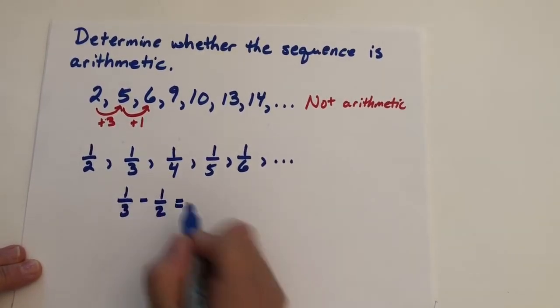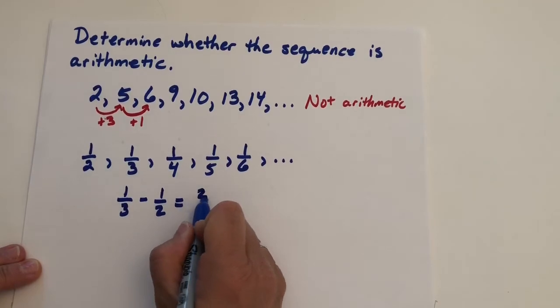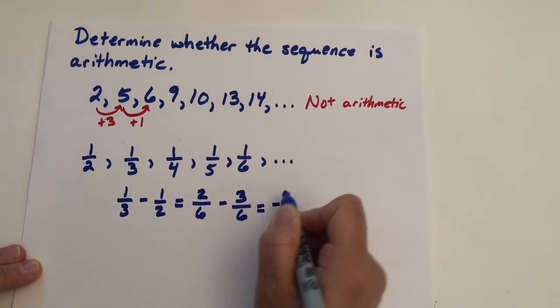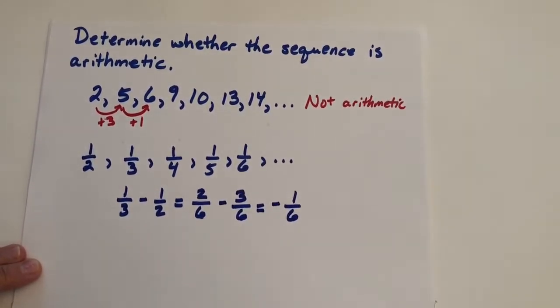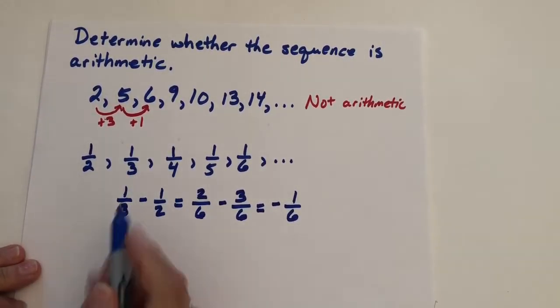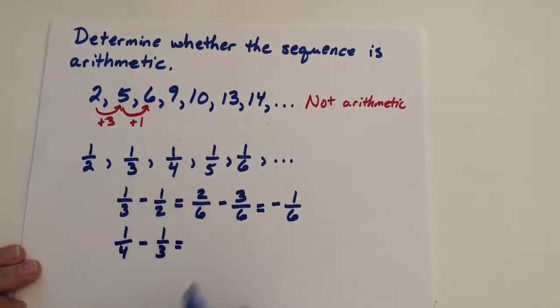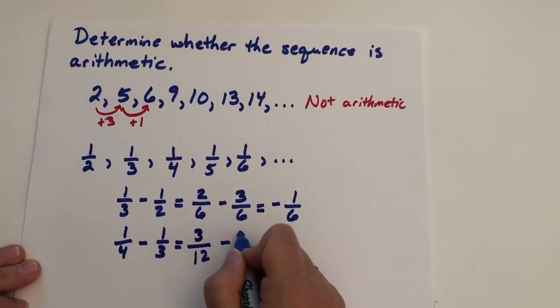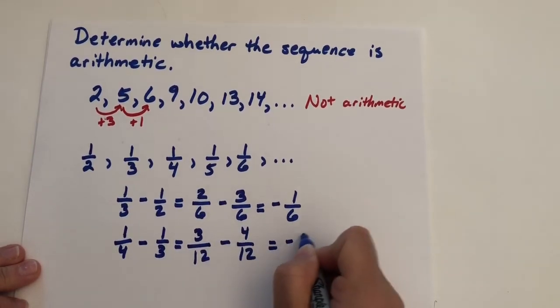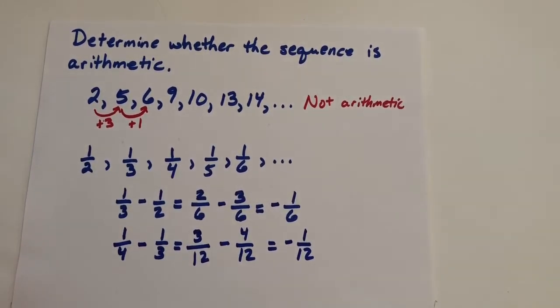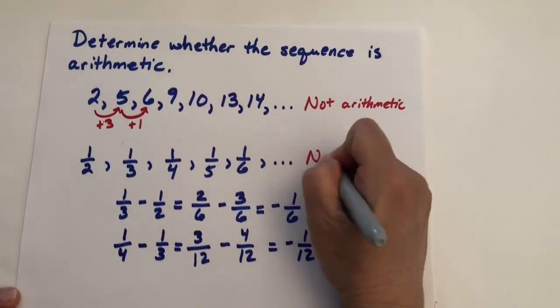Now, if I get a common denominator of 6, I would have 2/6 minus 3/6. That's negative 1/6. Okay, so the difference between these two is negative 1/6. Let's look at the difference between the next two. 1/4 minus 1/3. Common denominator here is 12. So we have 3/12 minus 4/12, and that's negative 1/12. So again, we see that we do not have a common difference. So this one is not arithmetic either.